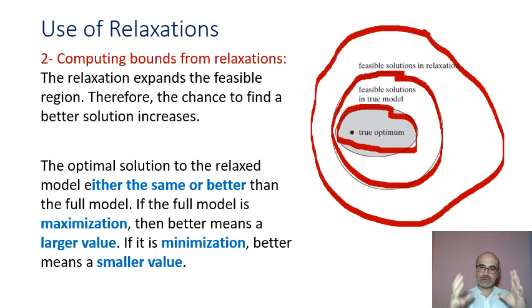And when you find that best solution in a larger set, that best solution should be better than the best solution in the smaller set. But be careful, I am saying here better should be better. So if your objective function is a maximization, if you are trying to maximize, then better means a larger value. If you are minimizing your objective function, then better means a smaller value. So the bound that you obtain from relaxation, whether it's an upper bound or lower bound, depends on if you are maximizing or minimizing.